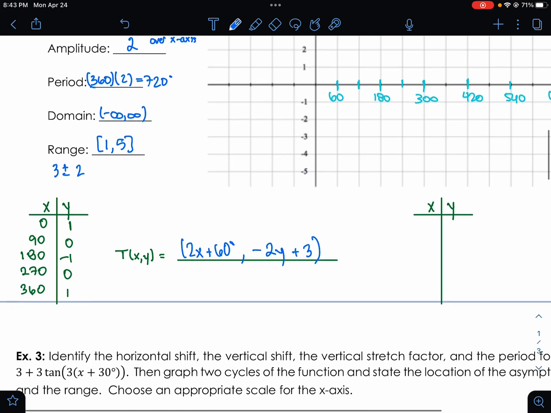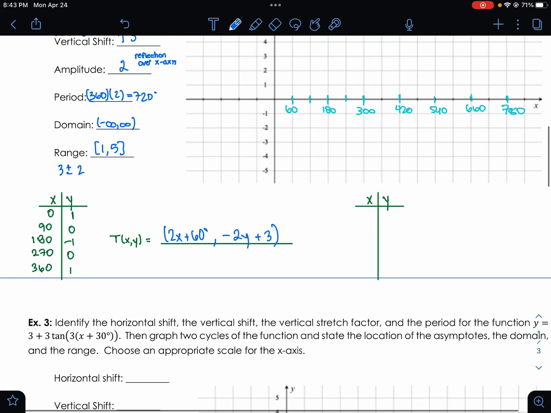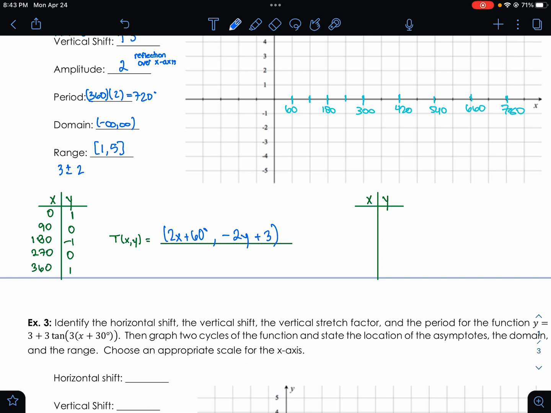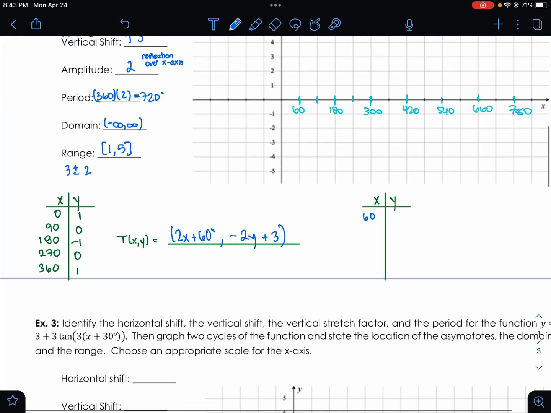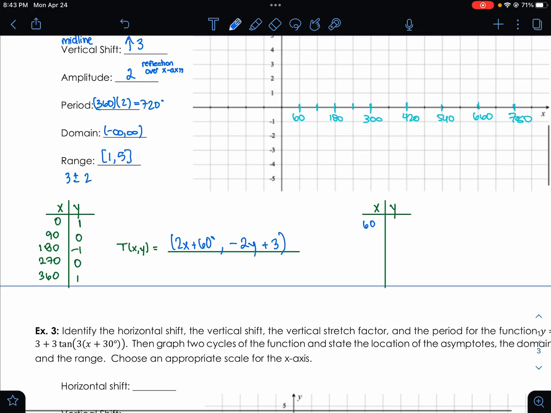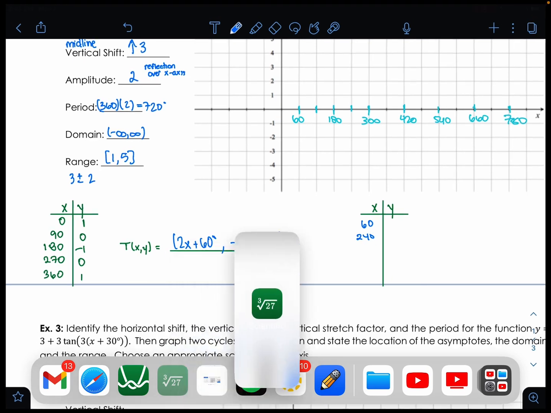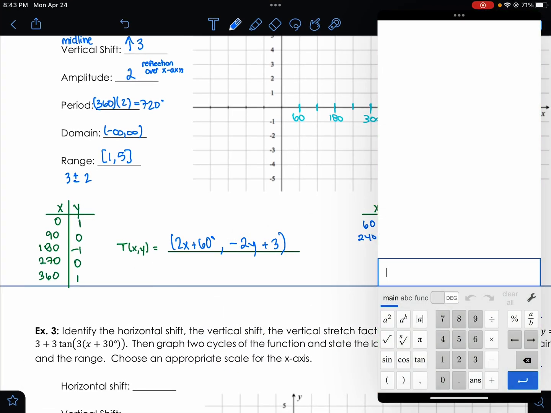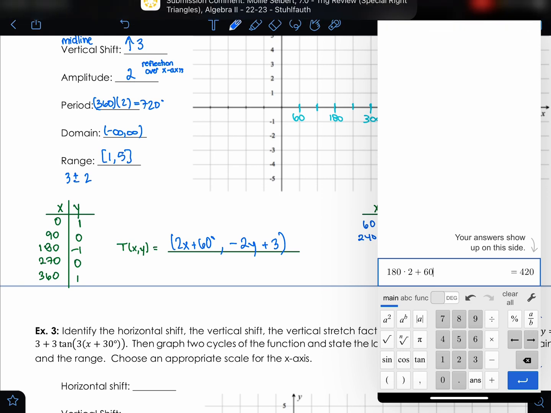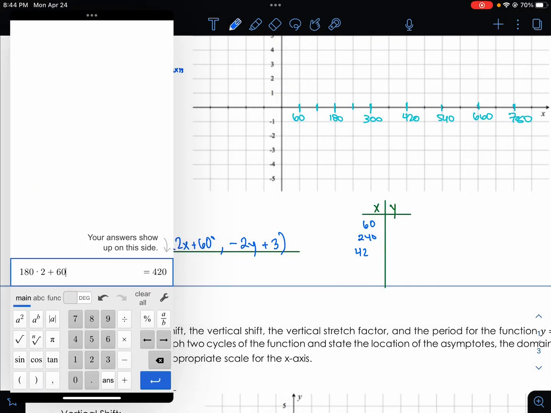So we now have to figure out our new points. You can see I kind of already have prepped us. We are going to have some rather big numbers here. 2 times 0 is 0, and that gives us 60 after we add it. 90 times 2 is 180. 180 plus 60 is going to be 240. We are going to pull out a calculator here since I'm recording this kind of late at night and my math might be a little off. So we have 180 times 2, and then we need to add 60 to that. That gives us 420. So 420 right there.